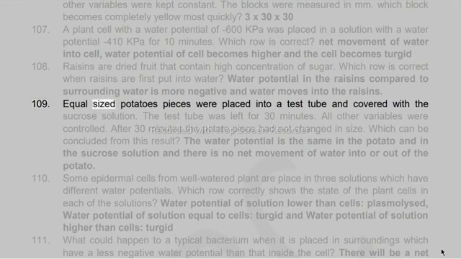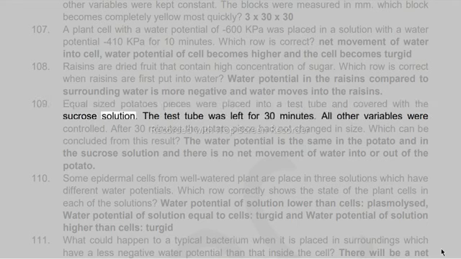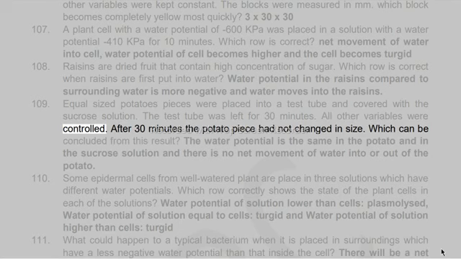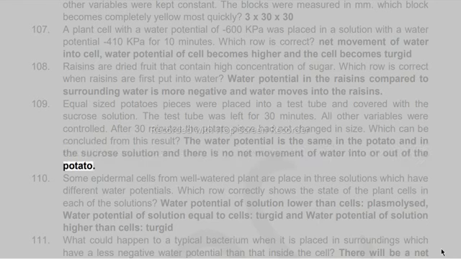109. Equal-sized potato pieces were placed into a test tube and covered with sucrose solution. The test tube was left for 30 minutes. All other variables were controlled. After 30 minutes the potato piece had not changed in size. Which can be concluded from this result? The water potential is the same in the potato and in the sucrose solution, and there is no net movement of water into or out of the potato.